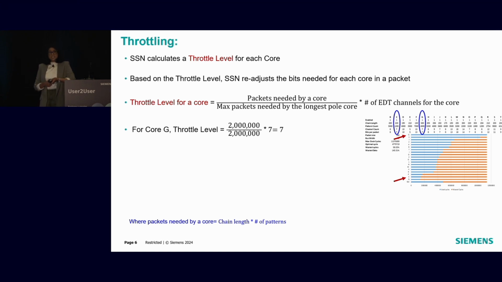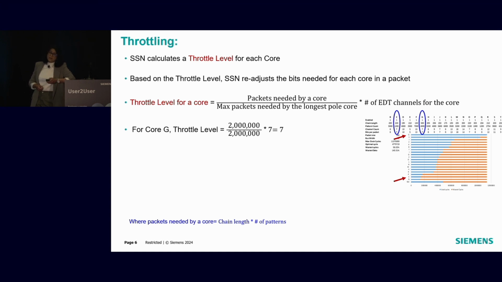But look at core C here, right? Core C does not need too many bits. It's the smallest bucket, needing probably a single drop of water. But I'm still putting 7 drops of water in that with traditional ATPG, right? We are not going to be doing that anymore. So if you look at this, core C was also using 7 bits for its testing.